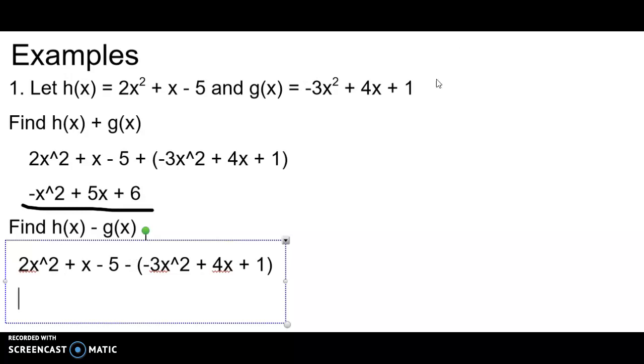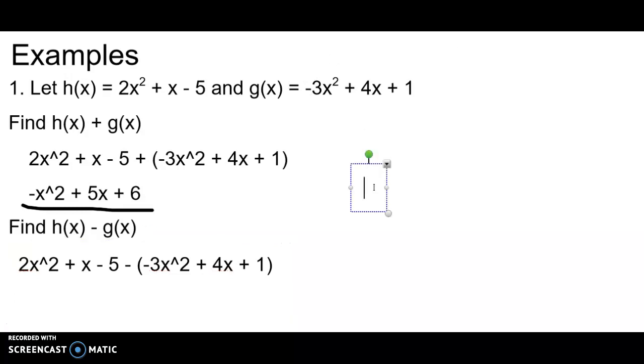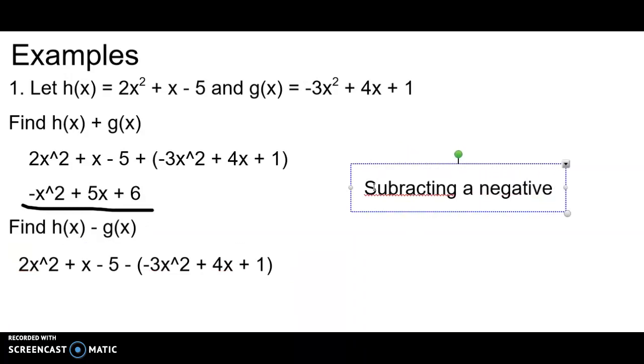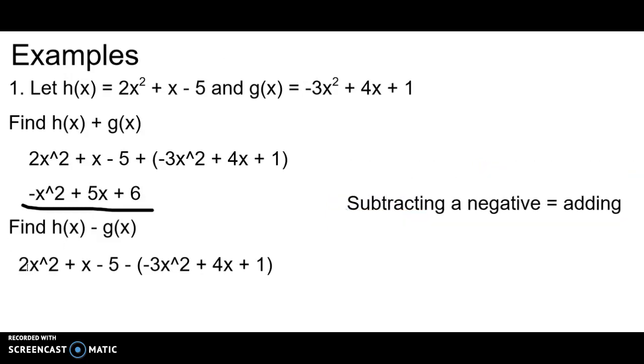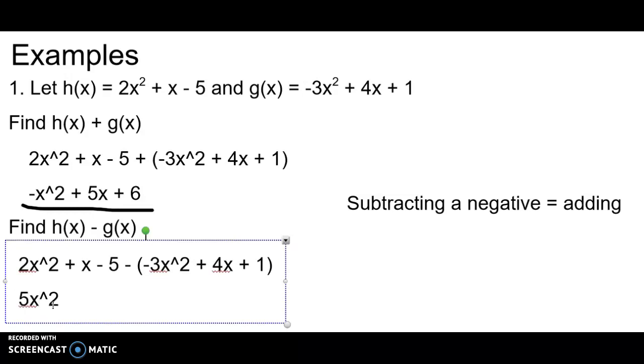Now this is important to notice. Subtracting a negative equals adding. So whenever you subtract a negative number, it's the same as adding the positive number instead. And I just misspelled subtracting. There it is. So when we have 2 minus negative 3, that's the same as 2 plus 3. 2 plus 3 is obviously 5, so we'll get 5x squared.